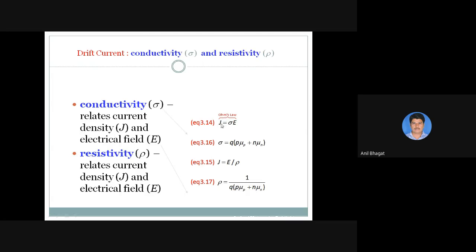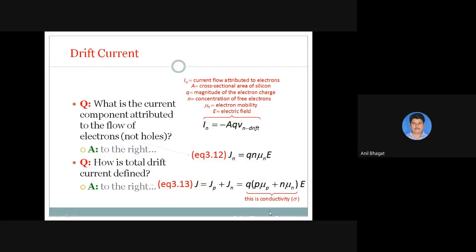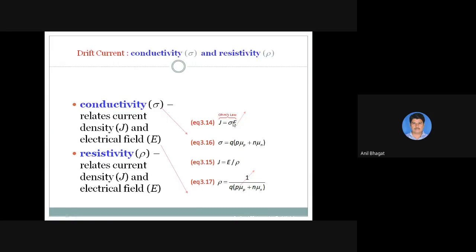So what is Ohm's law? It says that J, the current density, is equal to conductivity multiplied by E. Just see here, the conductivity formula is equal to q(n μn + p μp). Here p and n are the charge carriers, the concentration of holes and the concentration of free electrons. You know that conductivity multiplied by electric field is nothing but the current density. And you know the formula for conductivity is q(n μn + p μp), right?